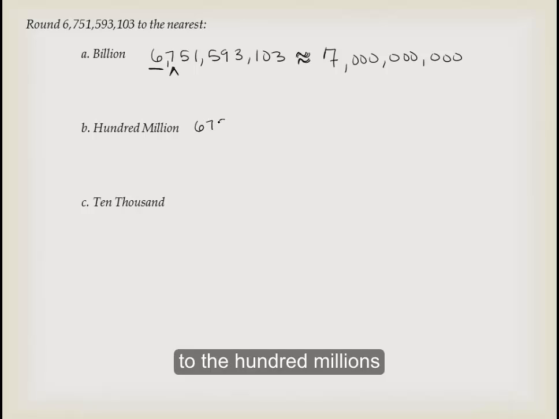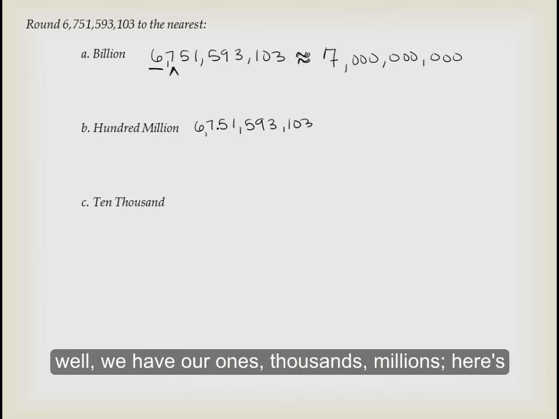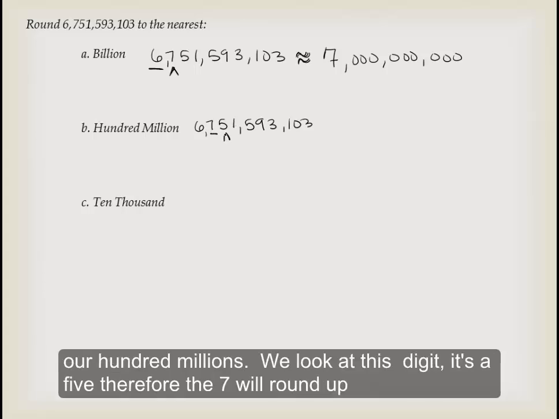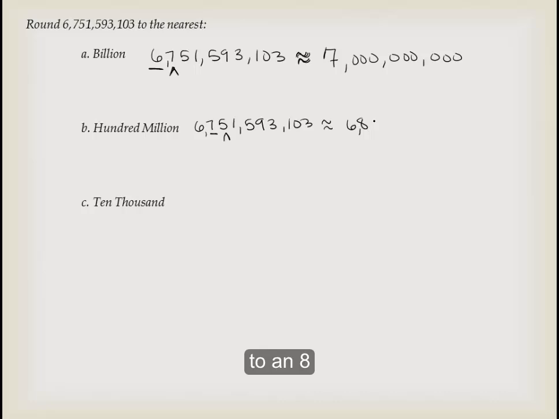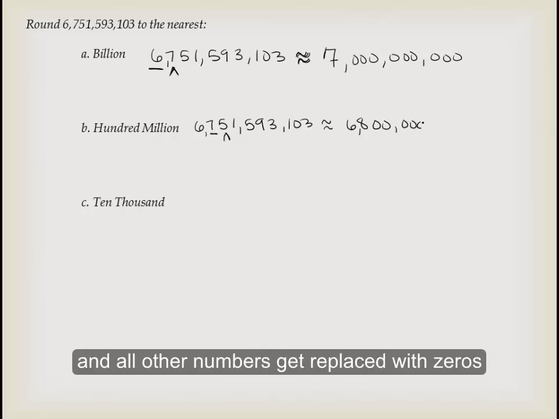To the 100 millions, well, we have our ones, thousands, millions. Here's our 100 millions. We look at this digit, it's a 5, therefore the 7 will round up to an 8, and all other numbers get replaced with zeros.